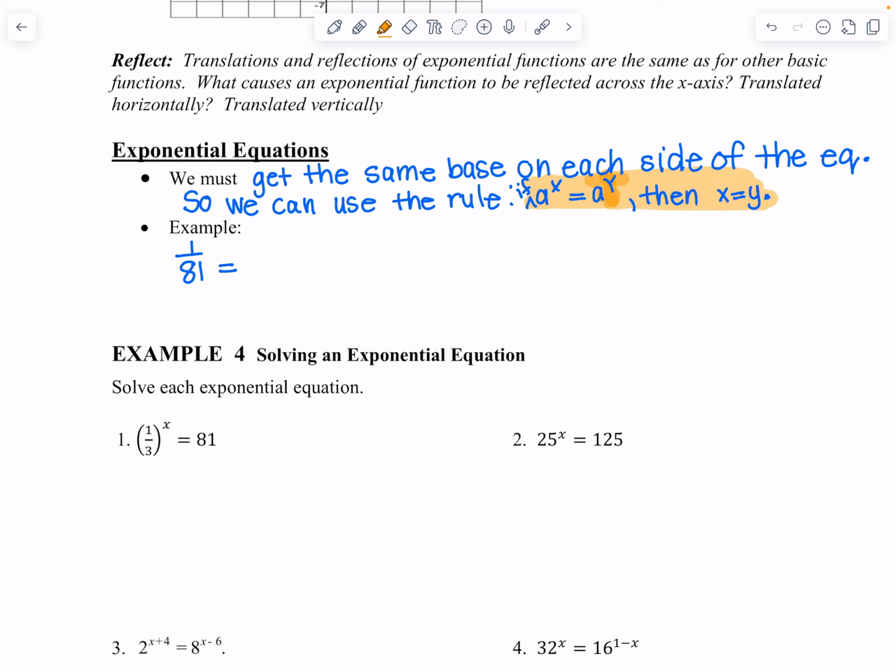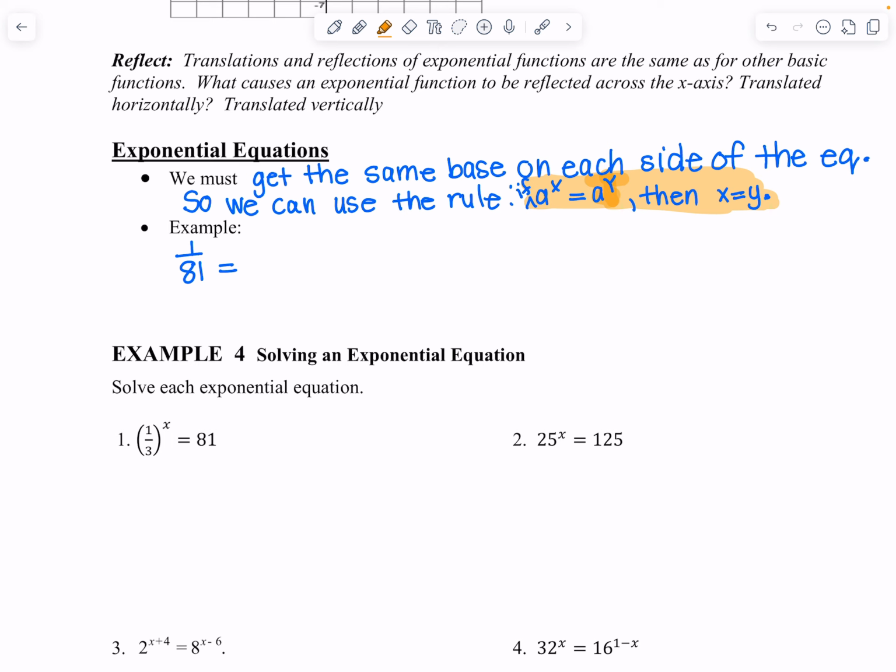Let me say it again. We want to apply this property: if a raised to the x equals a raised to the y, and they are the same base, we can set the exponents equal to each other. So when we're solving these exponential equations, we are trying to get them to have the same base on each side. Now, let me talk about a base.